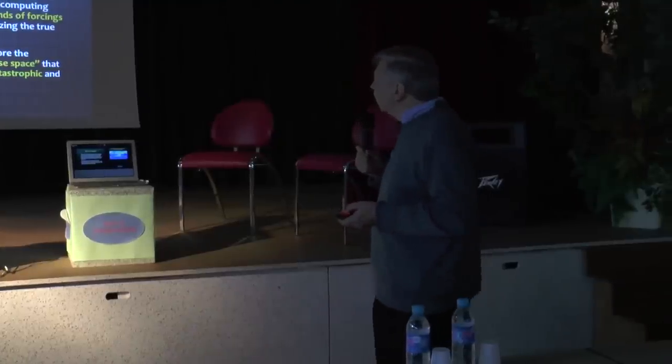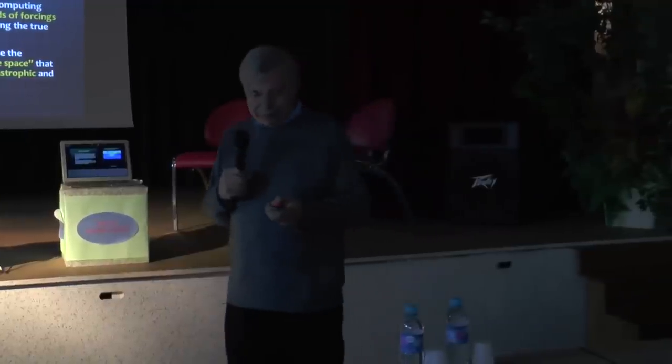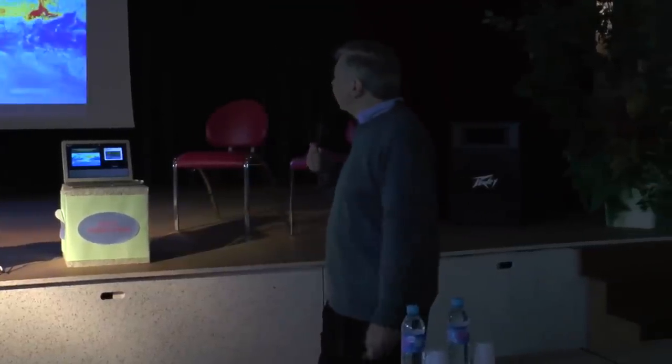So to conclude this part, I think what we should say is that simulation modeling represents a way to create virtual copies of the Earth in cyberspace. So these virtual copies, usually done by computers, can be submitted to all kinds of forcing experiments without, of course, affecting the Earth itself. And so that's a very interesting tool. You can basically explore a number of variations that happen without creating catastrophic damage to the specimen, to the Earth itself. So here's an example of a model.